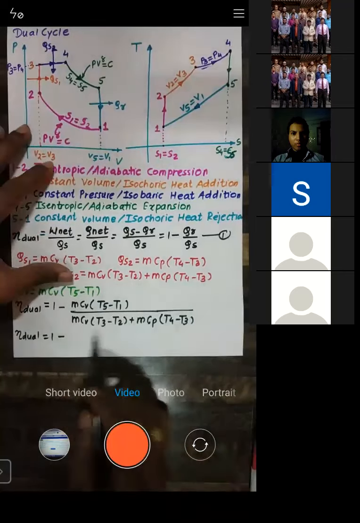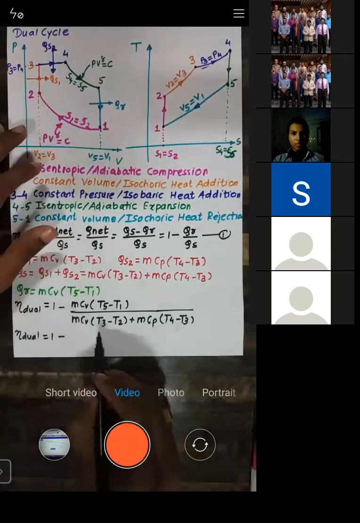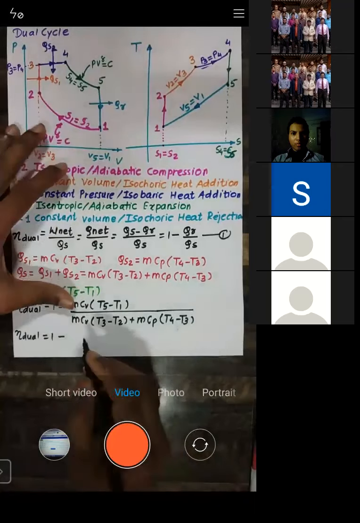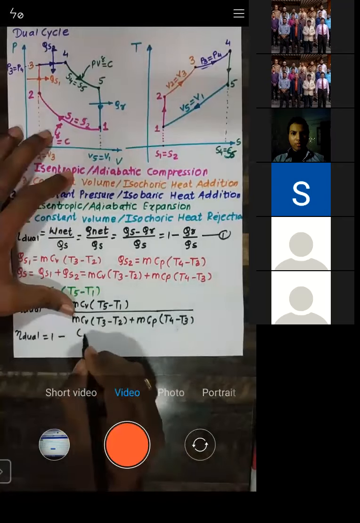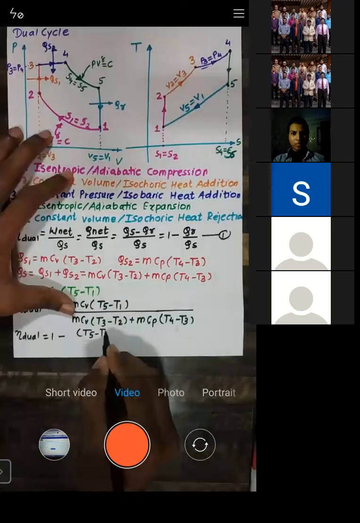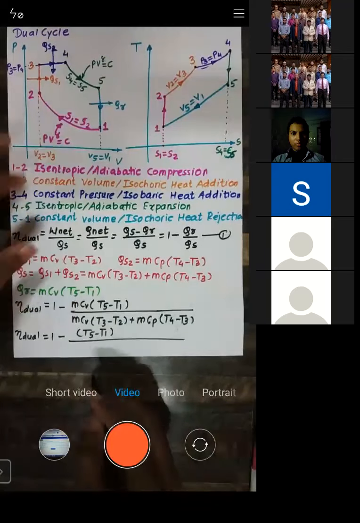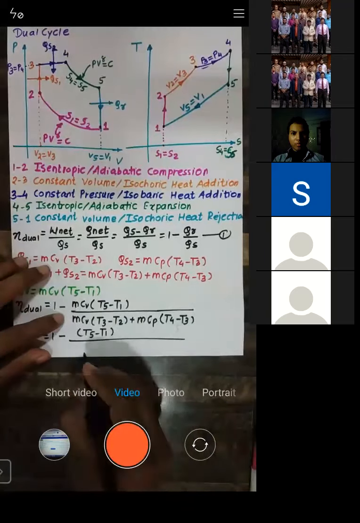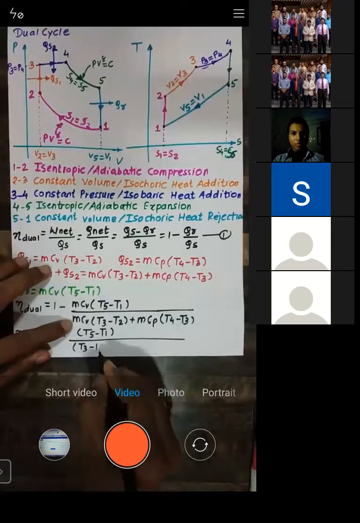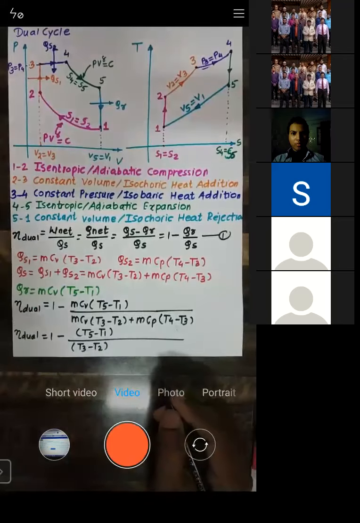Now see what we'll do. We'll divide this equation by m into CV. So what will I get? I will get T5 minus T1 upon mCV. mCV again gets cancelled. What is remaining is T3 minus T2, right?